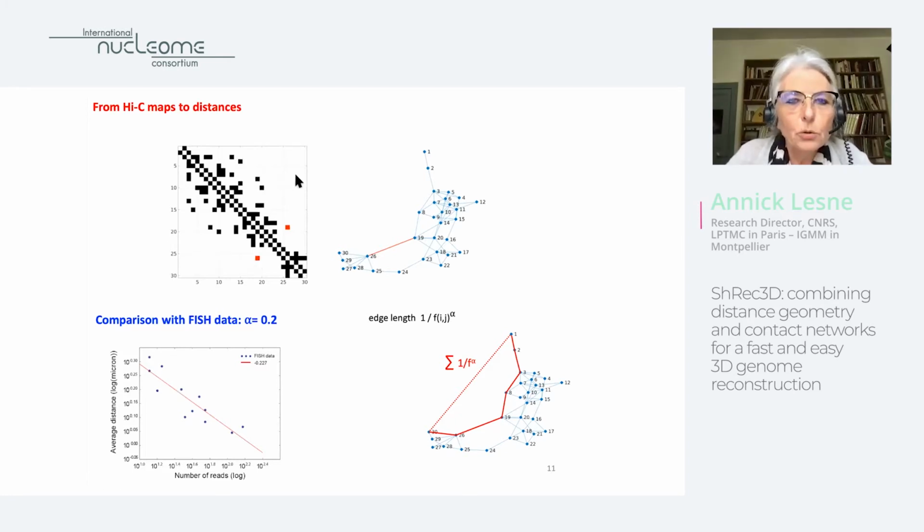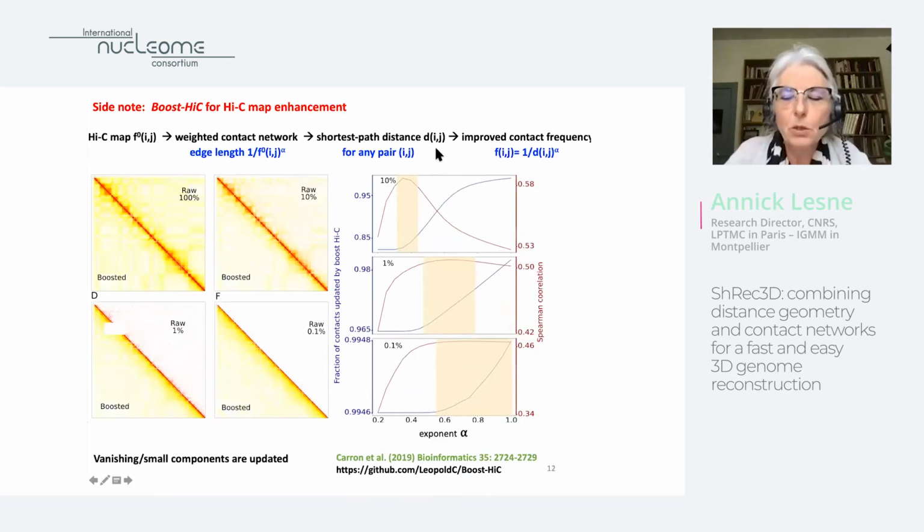As a side note, we used this definition or this computation of the distance between genomic loci to enhance contact maps. The idea is the following: starting from the experimental map, the recorded map, we construct, as explained, the contact network with, for each edge, a length given from the value of the contact frequency. We then compute the shortest path distance between any pair of nodes, even those which are not in contact in the experiment, which are not recorded as a contact in the experiment. And from this complete set of distances, we can invert the formula, and get an improved contact frequency for any pair of nodes.